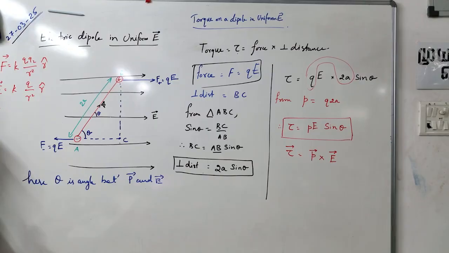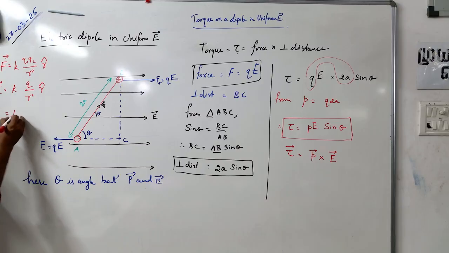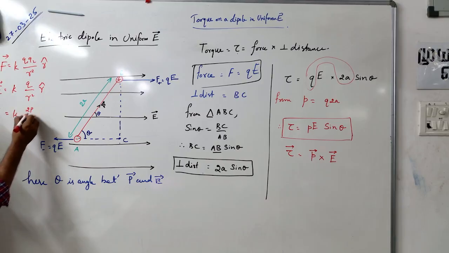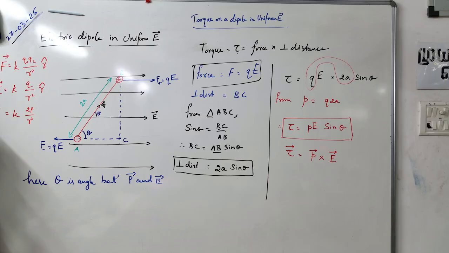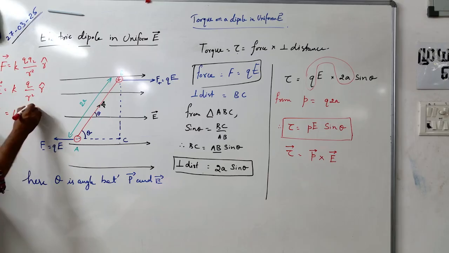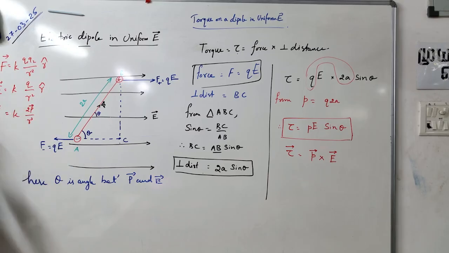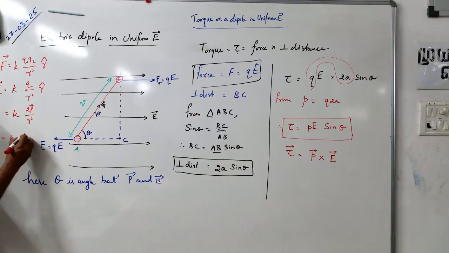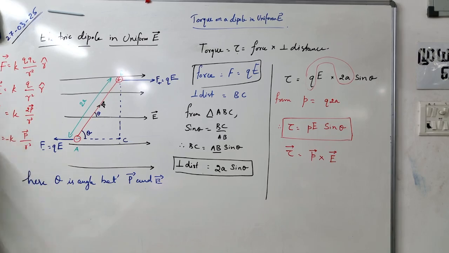Then the electric field due to the axial line and equatorial line, we had the same, K into 2P divided by R to the power 3. And here we had the vector, if you want to write it as a vector. And on the equatorial line, E vector is equal to K into P vector divided by R cube, but this time it is in the opposite direction.